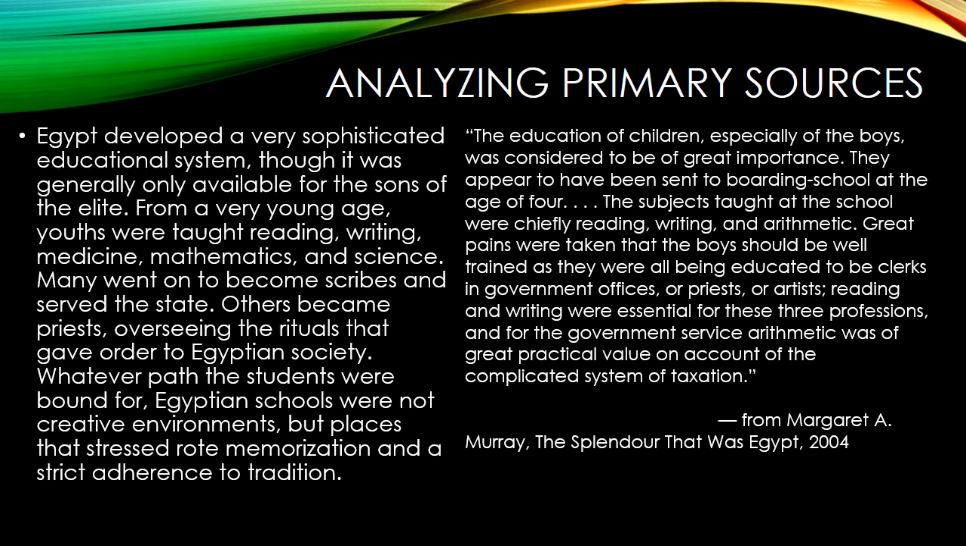This is an excerpt, a piece of a book from Margaret A. Murray, from the book that was called The Splendor That Was Egypt, written in 2004. The education of children, especially of the boys, was considered to be of great importance. They appear to have been sent to boarding school at the age of 4. The subjects taught at the school were chiefly reading, writing, and arithmetic. Great pains were taken that the boys should be well trained, as they were all being educated to be clerks in government offices or priests or artists. Reading and writing were essential for these three professions, and for the government service, arithmetic was of great practical value, on account of the complicated system of taxation.